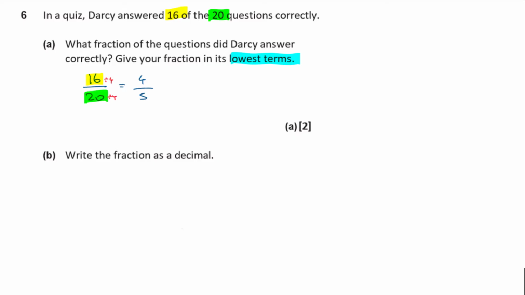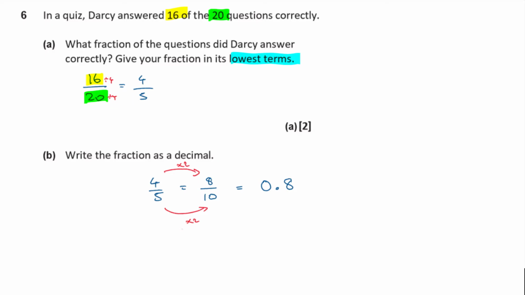Now, I said earlier to write a fraction as a decimal, what you want to do is make it either a fraction over 10 or 100 or 1,000 or so on. Now, I can make this into a fraction over 10 just by doubling 5, can't I? So if I times 5 by 2, I get 10. Doing the same thing on the top, I get 4 times 2, that's 8. So 4/5 is 8/10, and 8/10 as a decimal is just 0.8.